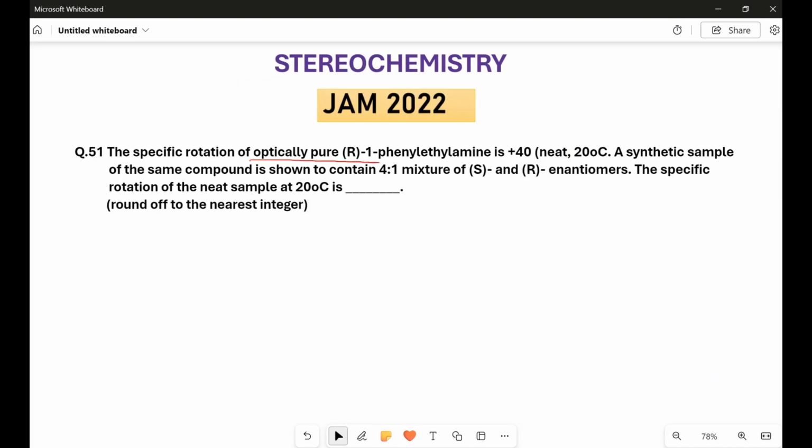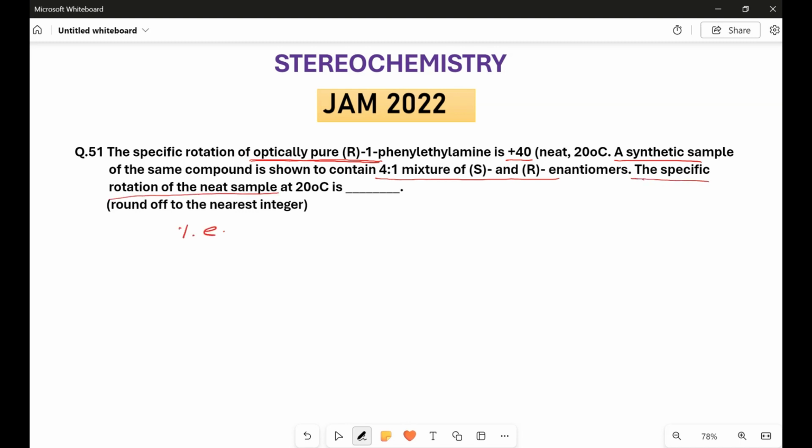A very recent JAM problem asked in 2022 talks about specific rotation of optically pure R 1-phenyl ethylamine is plus 40. And the synthetic sample of the same is shown to contain 4:1 mixture of S and R enantiomers. And what they're asking is the specific rotation of the neat sample.